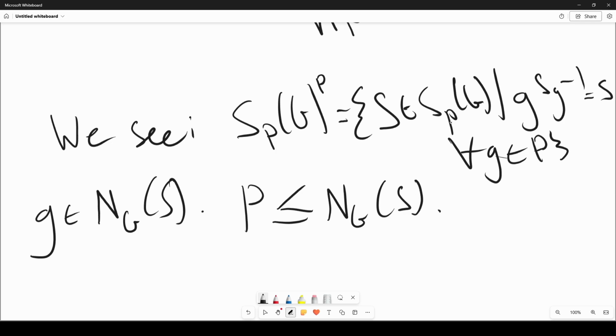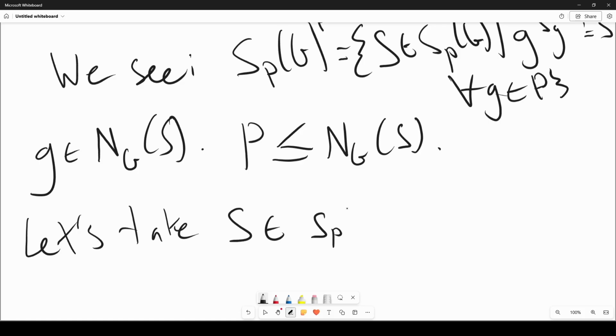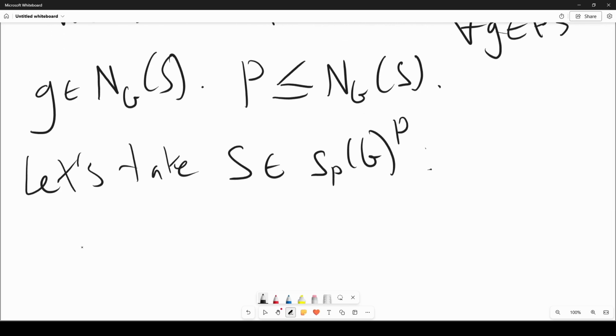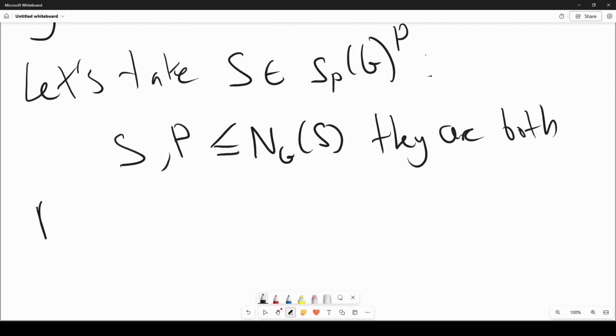So the subgroup S is a fixed point if and only if P is contained within the normalizer of S. Now we want to prove what this implies. So let's take S to be a fixed point. Well, then I get that S and P are subgroups of the normalizer of S. In fact, they are both p-Sylow subgroups of the normalizer.